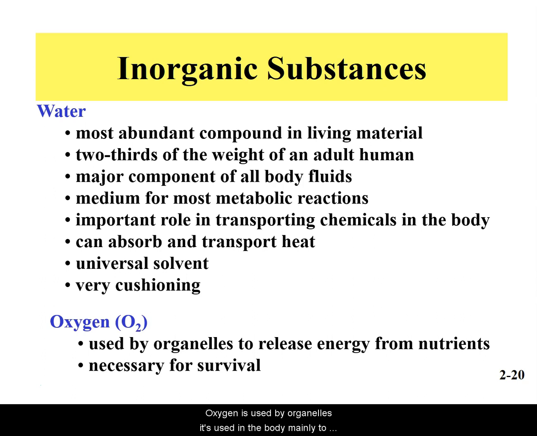Oxygen is used by organelles. It's used in the body mainly to release energy from glucose during cellular respiration. It is used by the organelles to release energy from nutrients, and it's necessary for survival.